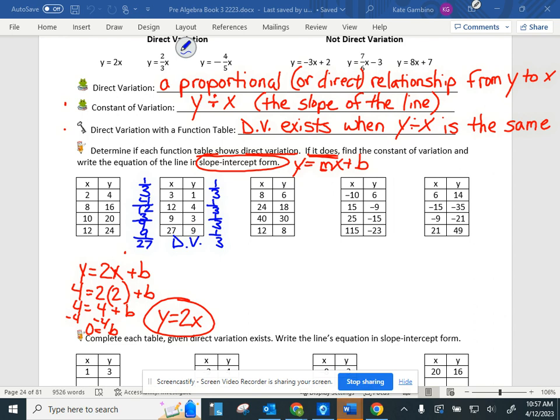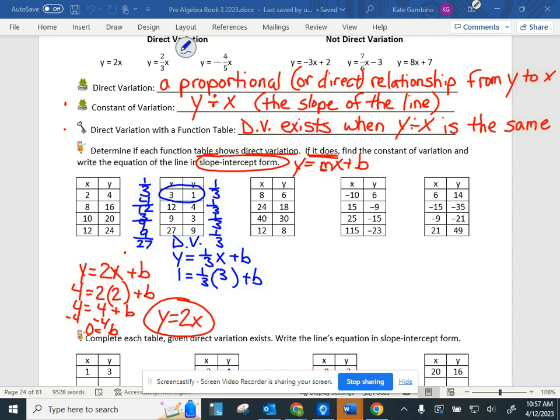So I need to put that 1/3 in which part of my slope-intercept form? The m. That 1/3 is my m. So I'm going to put that in. y equals 1/3 x plus b. So I'm going to take my ordered pair and put it in. So my y is 1 equals 1/3 times 3 plus b.